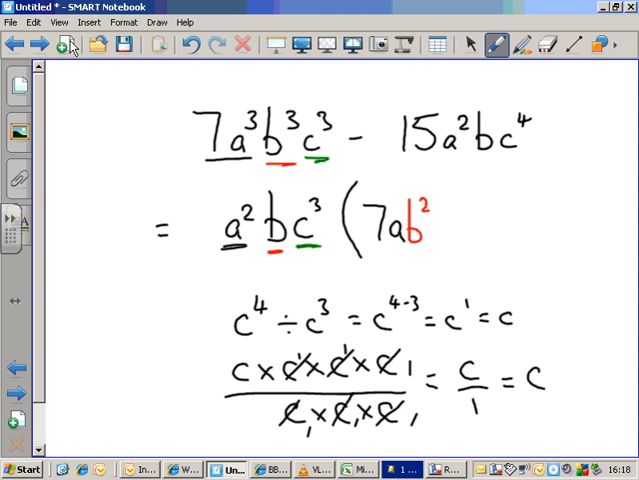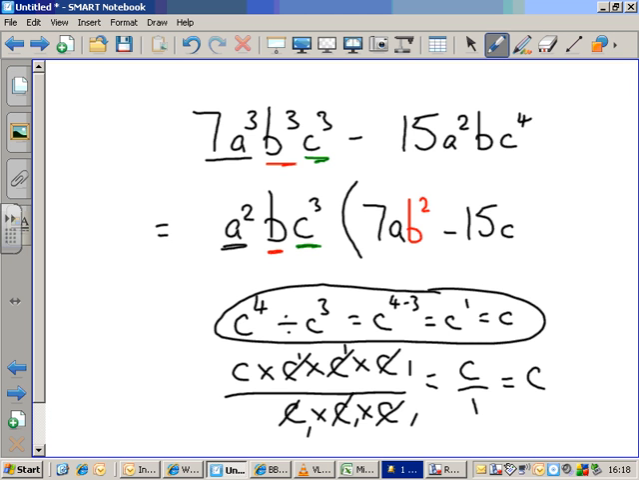That's that. And on the right-hand side, minus 15a squared divided by a squared is minus 15. The a squareds cancel out. b divided by b, well, that cancels out. And c to the power of 4 divided by c to the power of 3 is just c, as we talked about down here. Okay, and that's our expression factorized.